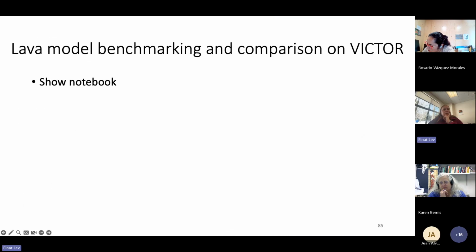We don't have time to look at the notebooks of the benchmarking, but they exist, and you can get them installed if you run Victor Benchmark rather than Victor Setup. That would copy all the models and all the notebooks into your folder, and you can start looking at them.